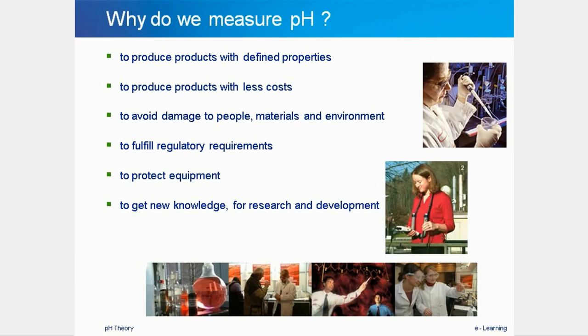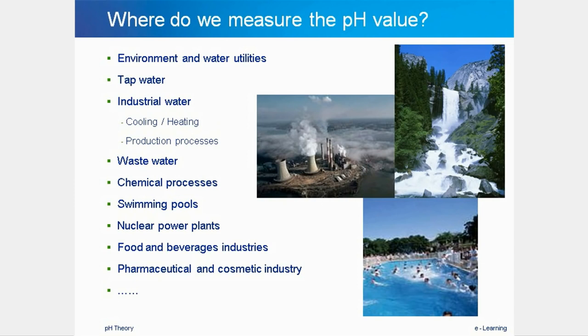An important reason as well is the fact that most equipment and instruments are susceptible to products with very high or very low pH values, which can cause them to wear out much faster or break down completely. There are several industry areas where these measurements are important. For example, in environmental and water utilities for determination of the pH value of streams and rivers, and for quality control of tap water. Also for industrial wastewater, which will be released back into the environment, it is important to know the pH value.